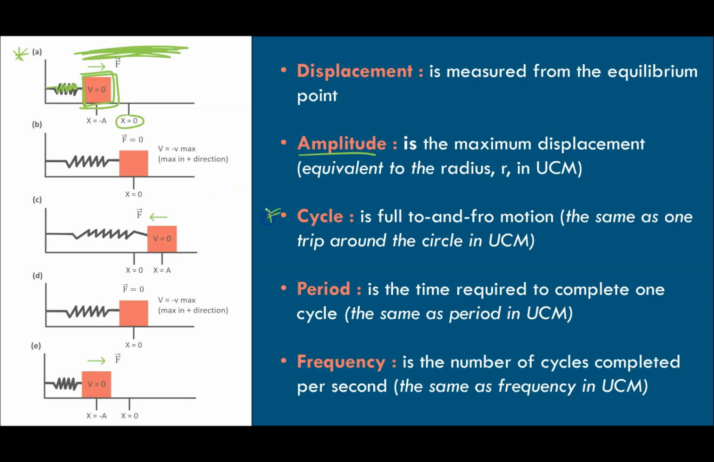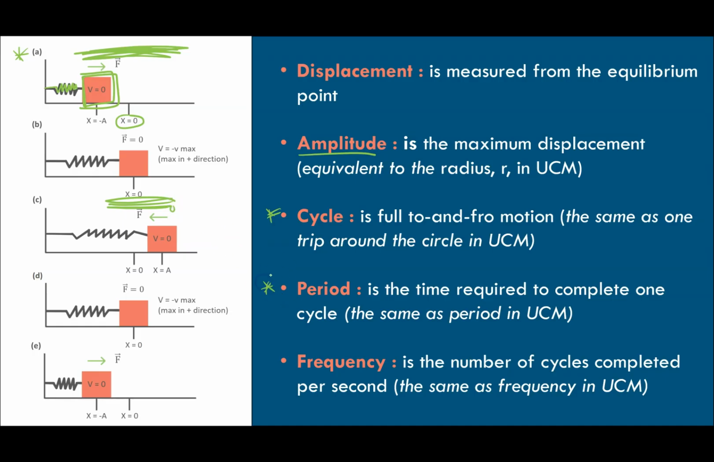A cycle is a full to and fro motion, the same as one trip around a circle in uniform circular motion. So for example, if it starts here, it goes there and back. That's one cycle, not just there. That's not a cycle. There and back is one cycle.